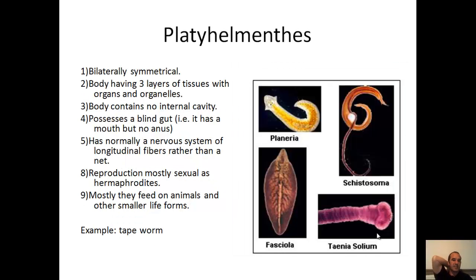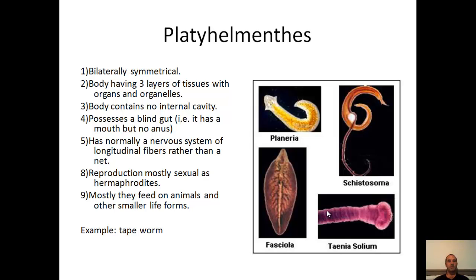Next slide is Platyhelminthes. This is all different types of flatworms. They are the first ones that are now bilaterally symmetrical. So that's going to be a little bit more complex body plan. They have 3 layers of tissues with organs and organelles. So again, we're getting a little bit more complex in the body structure. There's no internal cavity, and it's just got a blind gut. So they have a mouth to take food in and kind of filter nutrients that they need, but that's it.